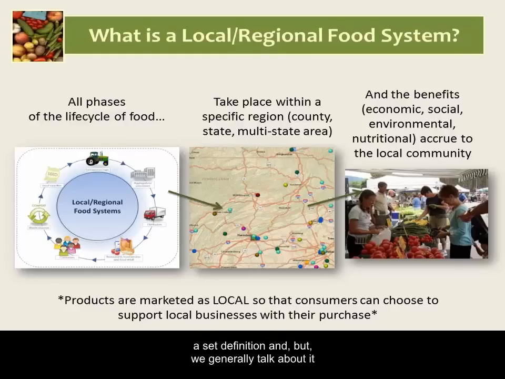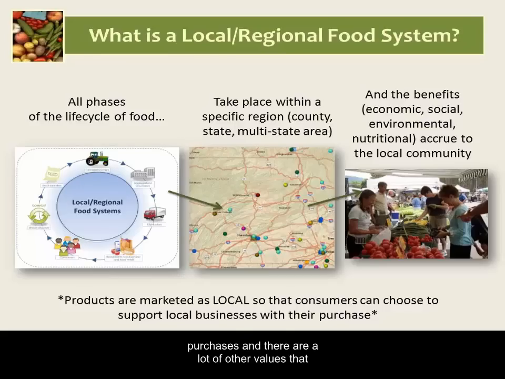But we generally talk about it as a system in which all of the phases of the life cycle of food are taking place within a specific region, however that might be defined. And the benefits that come along with that food system, whether they're economic, social, environmental, nutritional, community benefits, et cetera, accrue to that local community. A big piece of this, of course, is that the products are actually deliberately marketed as local products so that consumers can choose to support their local businesses with their purchase.